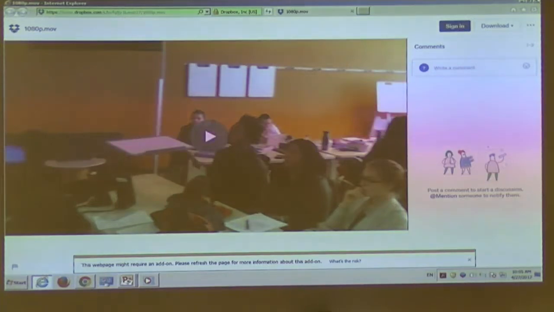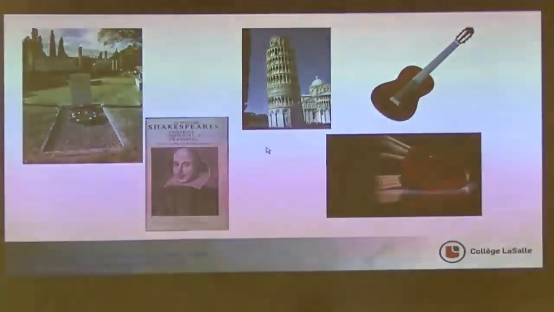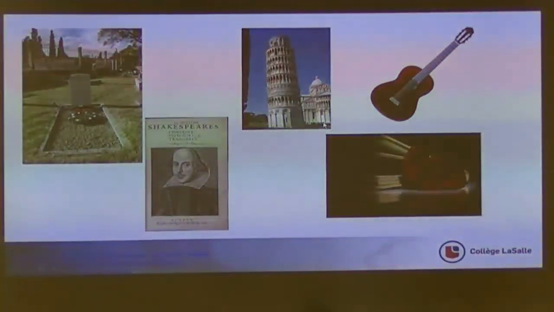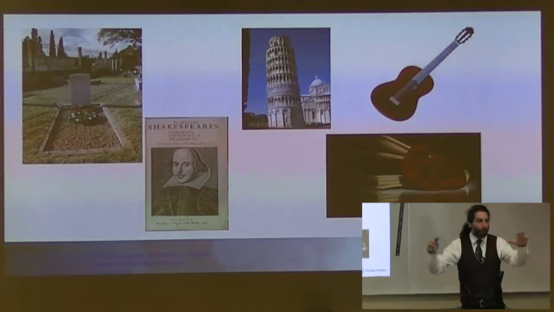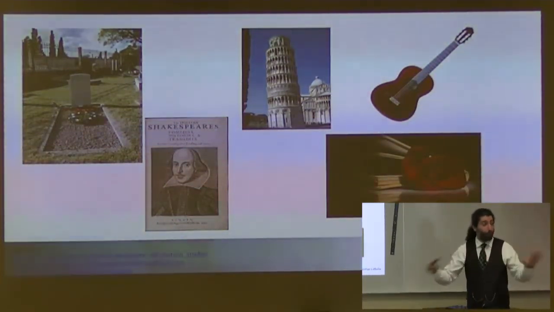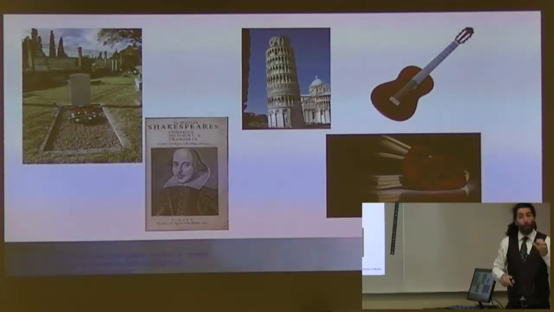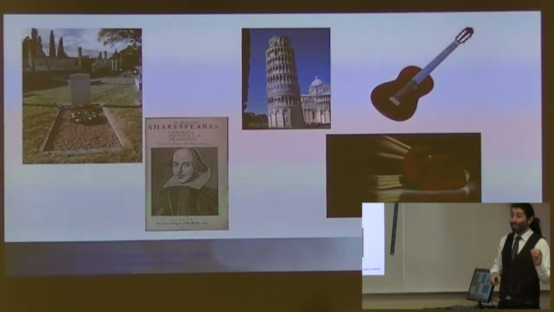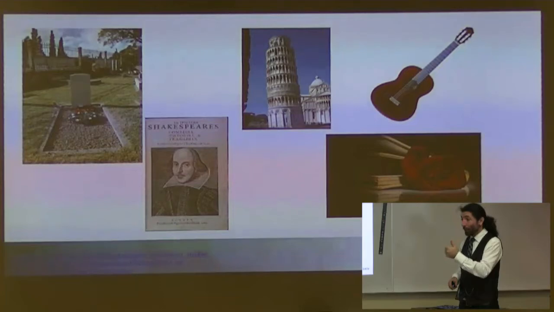So there we go. You have the video. Since we have around 15 minutes, I want you to take a look at these pictures. Notice they're sourced. You've got three teams and two people. However you want to do it, I'm not going to tell you how. I want you to look at these pictures and organize them in chronological order into a narrative, so a beginning, a middle, and an end. How do these pictures connect to each other?